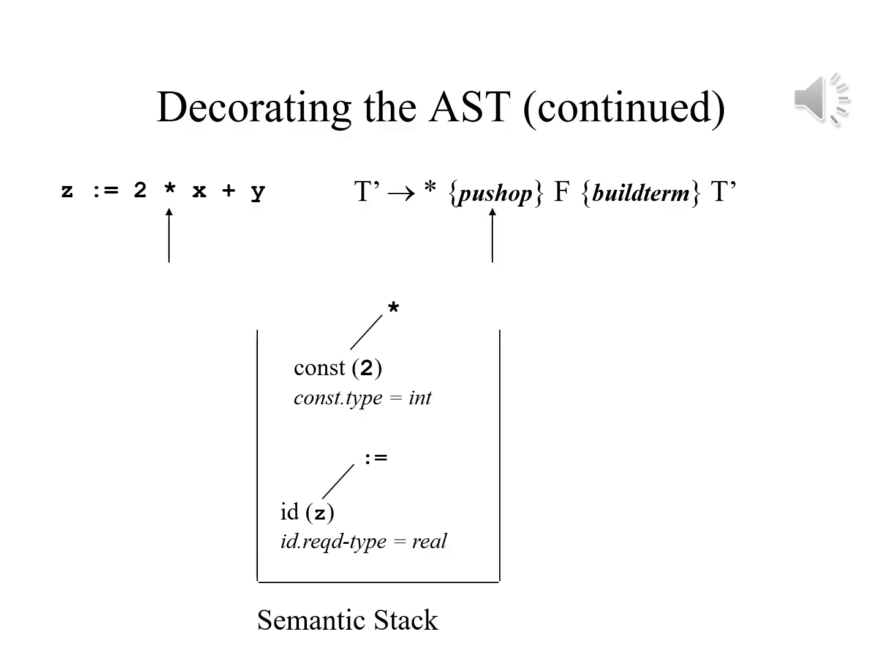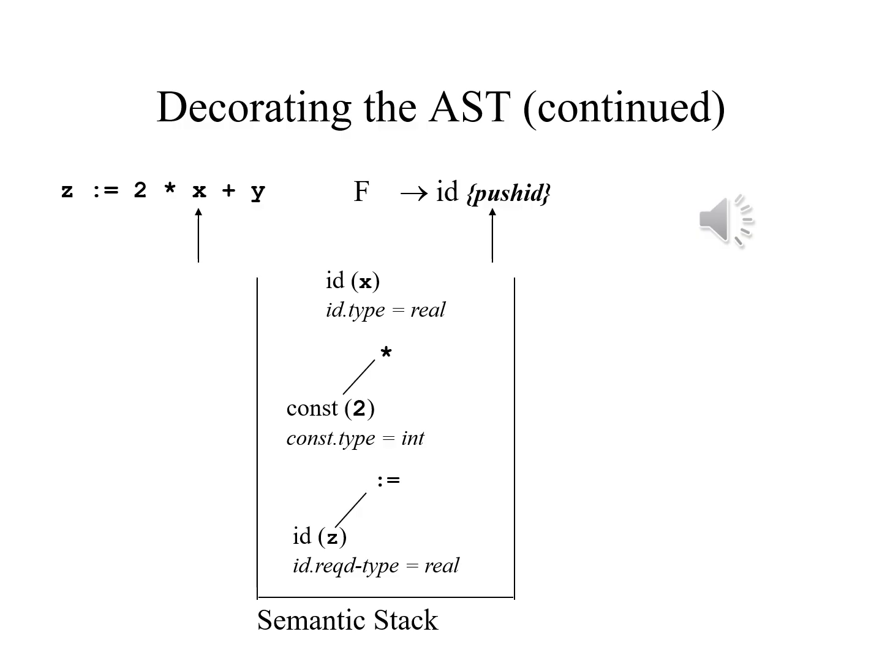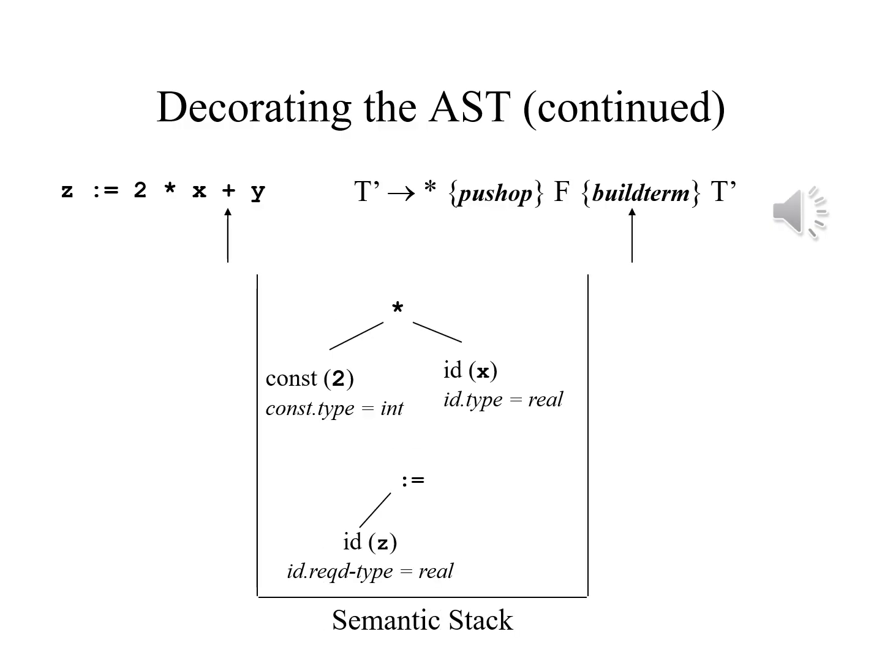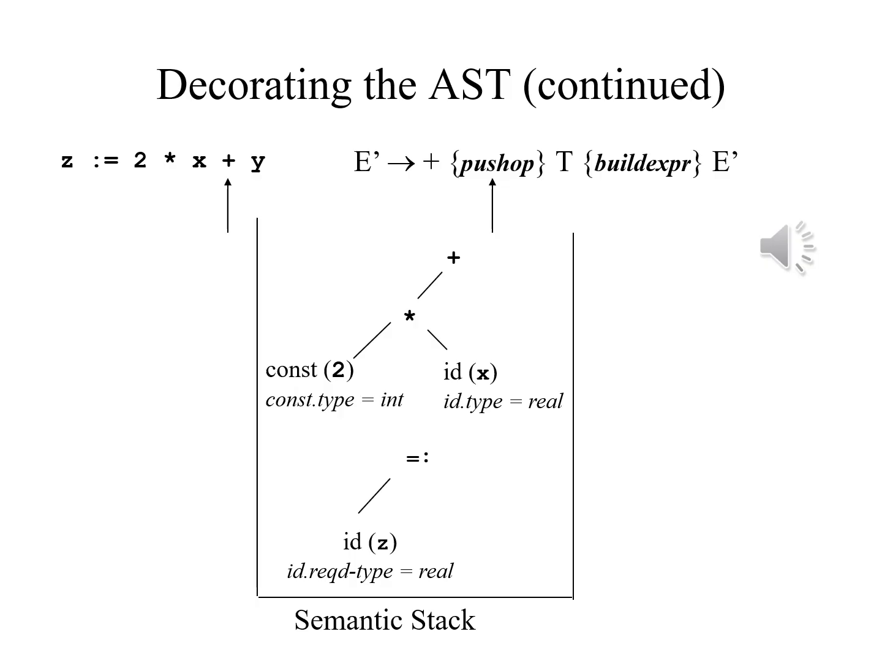When we go to push the constant onto the semantic stack, we add to it the declaration that its type is integer. When we push the identifier on the semantic stack, we're going to add to it that its type is real. We now build a term where we have the product of a constant and identifier. The constant is integer, the identifier is real, and when we get to show it, we will show that the product must be real.